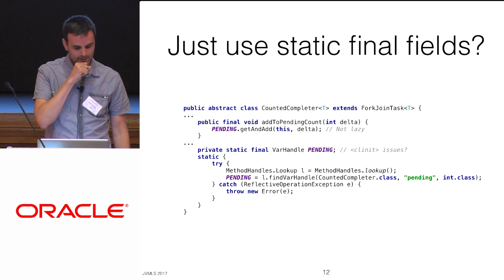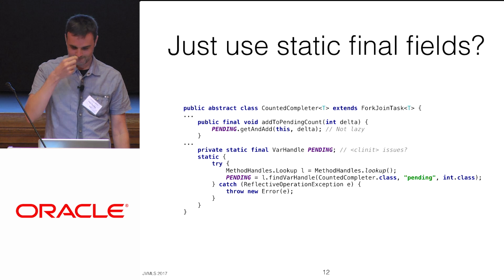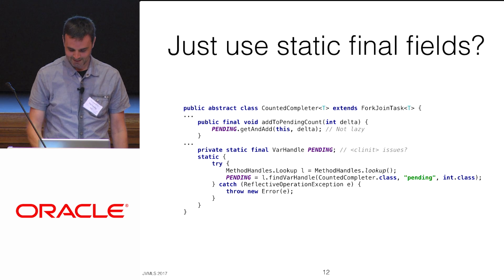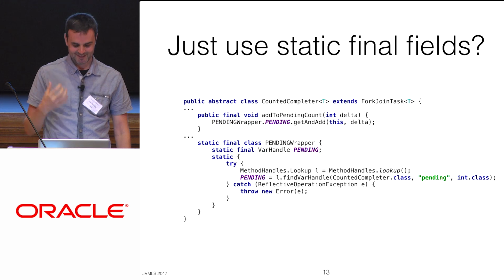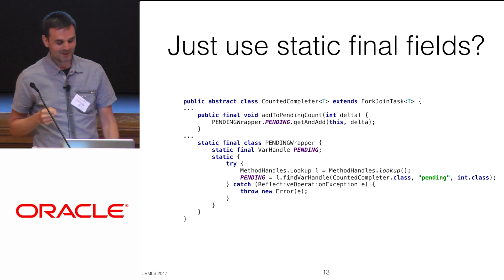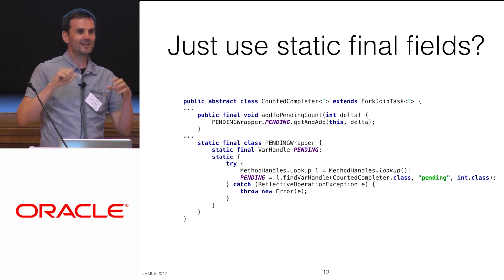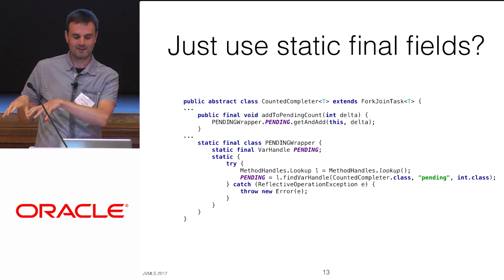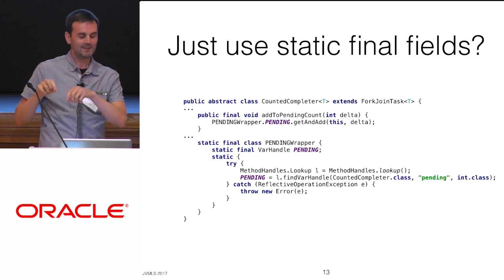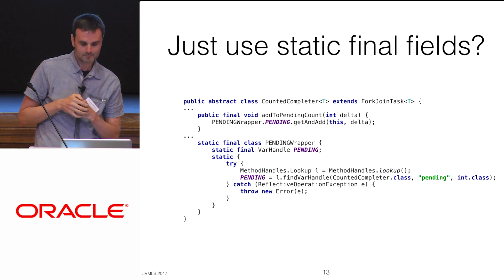So Doug Lee hates this code. He just holds his nose when he writes it. Can we do better? Yes, we can. We can make Doug Lee hold his nose even longer. What you do is you stuff it in a static inner class to make it lazy. But that's equally as horrible as well. You really don't want to be writing this kind of code.